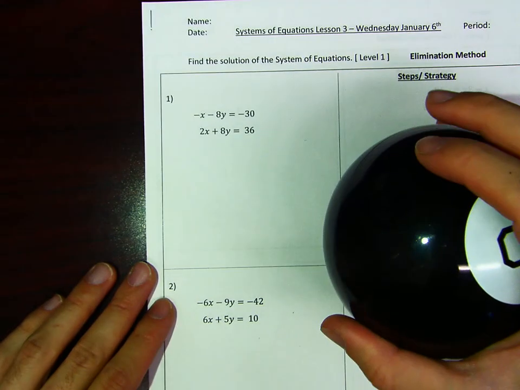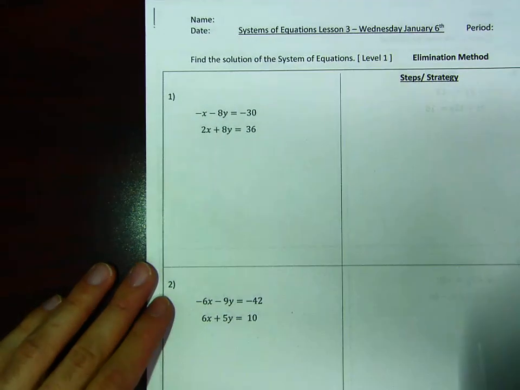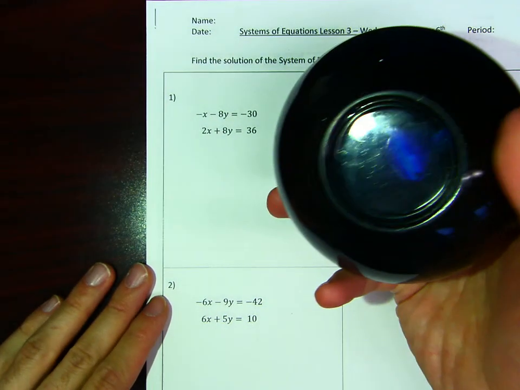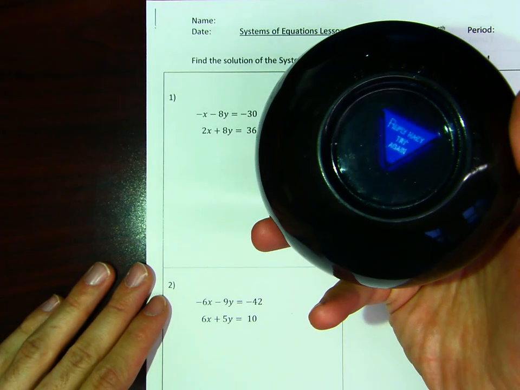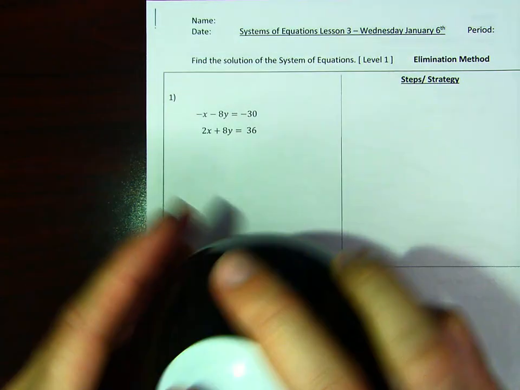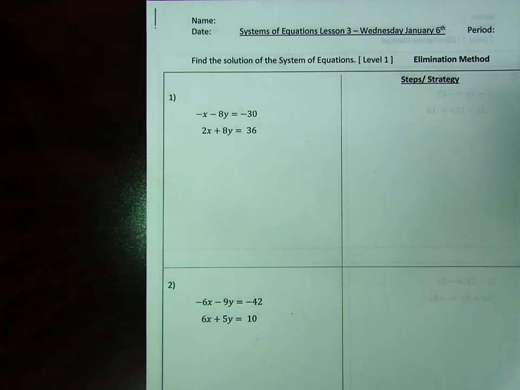Magic 8 Ball. Will they pass the Algebra 1 Regents? Reply hazy. Try again. I guess I have to ask it during the video sometime.